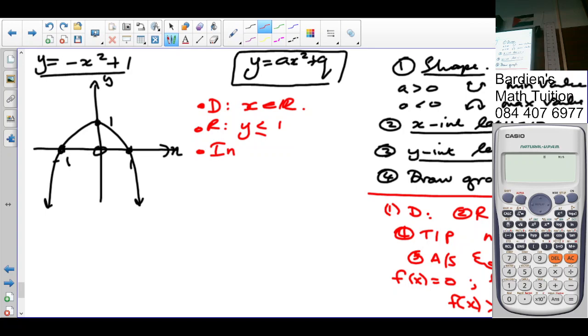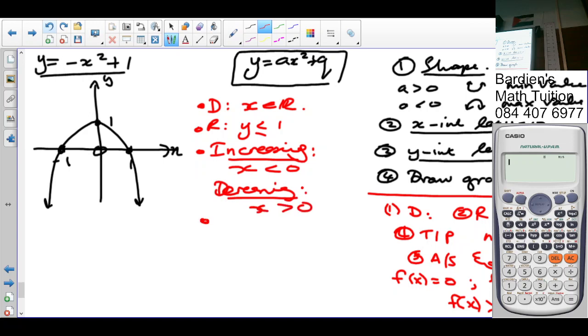Increasing and decreasing. Where is the graph increasing? Is it increasing or decreasing here? Remember, it's moving from left to right. The graph is increasing, so it's increasing for x's less than 0. It's decreasing for x's more than 0. So it's increasing for x's less than 0 and decreasing for x's more than 0.